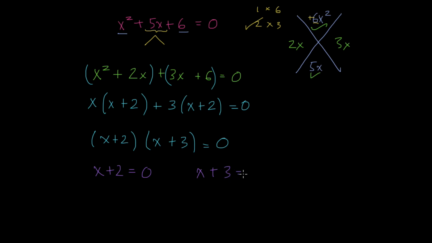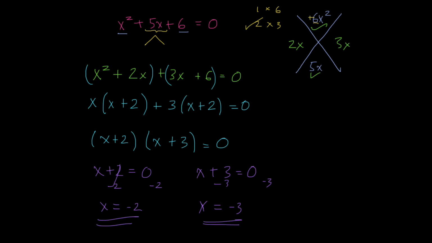So we set both of them to be equal to 0 separately. And then we solve for x. Here I subtract 2 from both sides, and I get x equals -2. And here I subtract 3 from both sides, and I get x equals -3. So the two values, or the two roots, are x is -2 and x is -3.